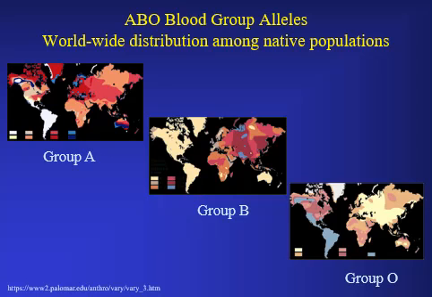And then finally, Group O is most common in Central and South America, and it has a relatively low population frequency in Central Asia.